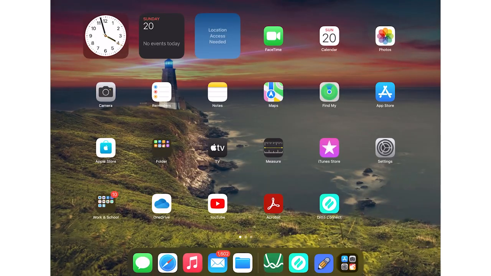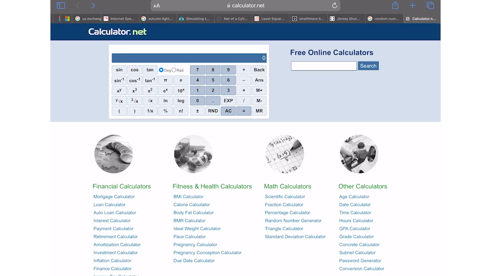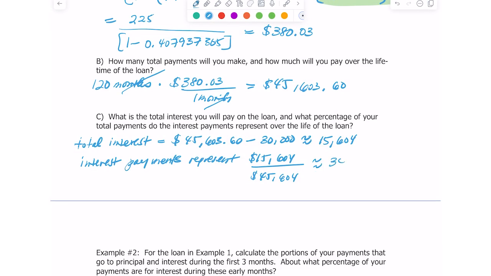Again, feel free to use that calculator.net. I'm just going to click AC to clear it. And here I have 15,604 divided by 45,604. So it comes out to like 0.342. So it's about 34%. Okay, so that means that basically a third of your total payment will be for interest, even though your interest rate was 9%.